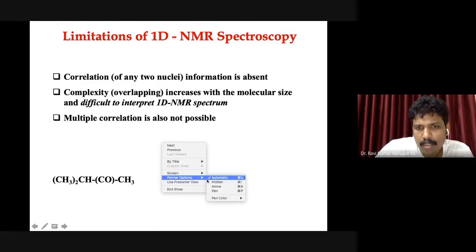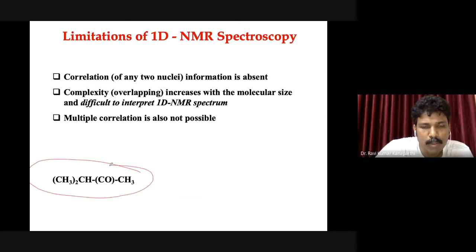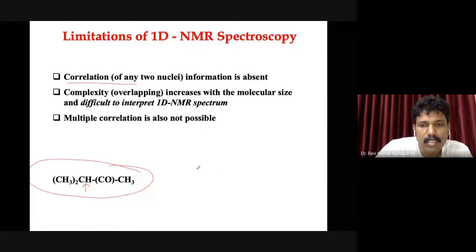Here I have given one small molecule, isopropyl methyl ketone. Just imagine where this methyl will give its signal. It is basically a septet, right? And then these two methyls will be a doublet and this will be a singlet. So there are three peaks generated, but what I'm trying to explain is this point, correlation. How these are connected is not known. What you will get is a septet, a bunch of peaks, for this methine proton.